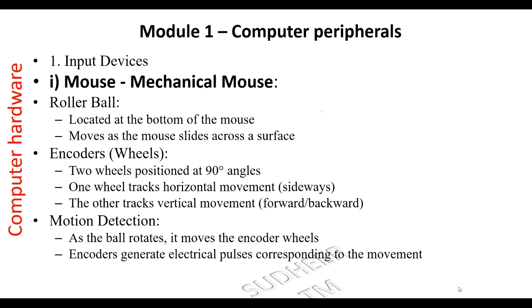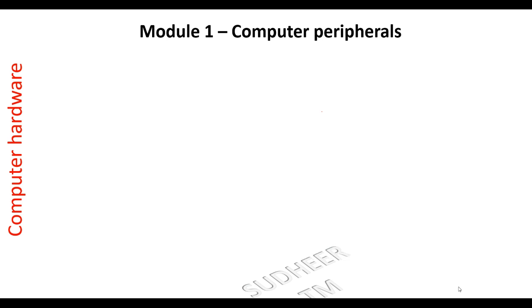Hope you got what that electrical pulse is. It is nothing but a sequence of high and low signals, and the duration of the signals will vary depending on your mouse movement.